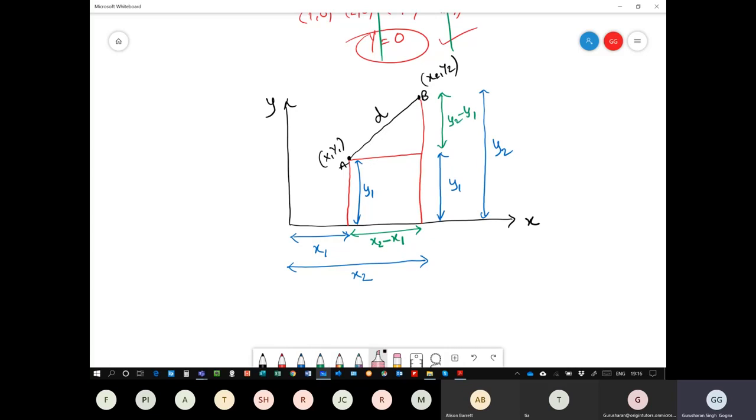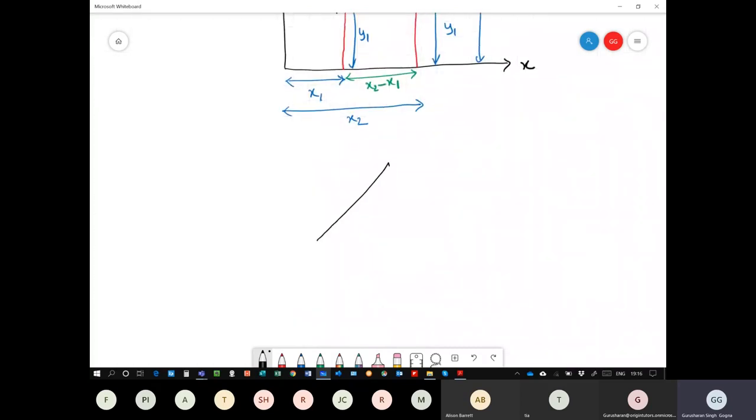Okay. Now you need to focus on just this triangle. And what is this triangle? This is a right angle triangle. So I will redraw this triangle here quickly. What we got is a right angle triangle where this length is y2 minus y1, this length is x2 minus x1, and this angle is obviously 90 degrees. This point is A, this is B, and this distance is d.